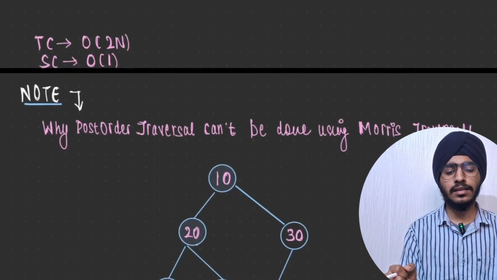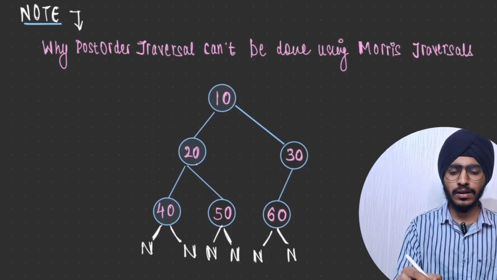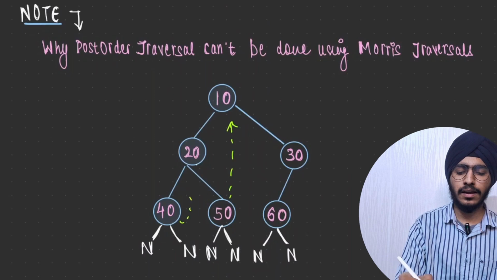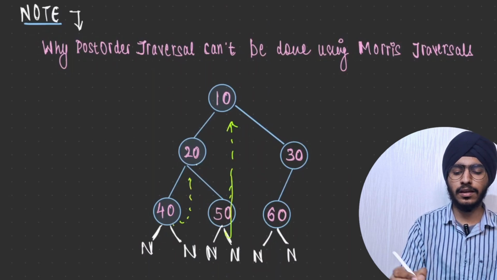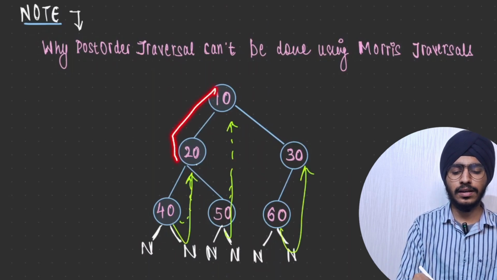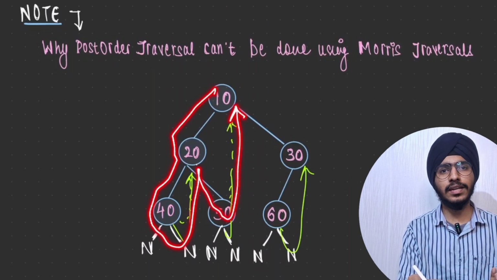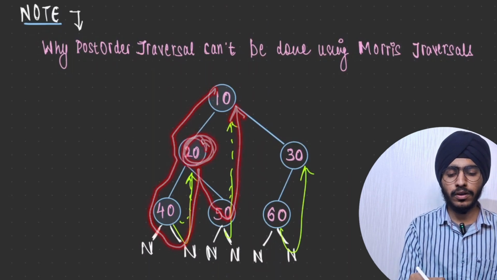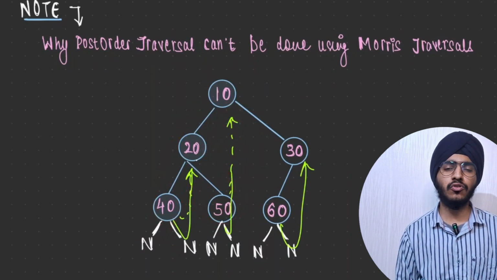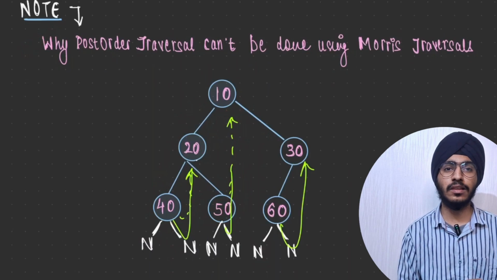So now let's understand why PostOrder Traversal can't be done using Morris Traversal. What was happening is that we were creating the thread like this. So let's see. This is one thread, using that instead of null we are pointing here, and we are also pointing here. So what was happening, we go to 10, 20, 40, then we come to 50, then we directly jump to 10. You can see we are not going to 20, but in PostOrder Traversal, while going from 50 we need to go to 20, then go to 10, but the thread is from here to here. That's why PostOrder Traversal cannot be done using Morris Traversal. So this was the reason for PostOrder Traversal not being possible.